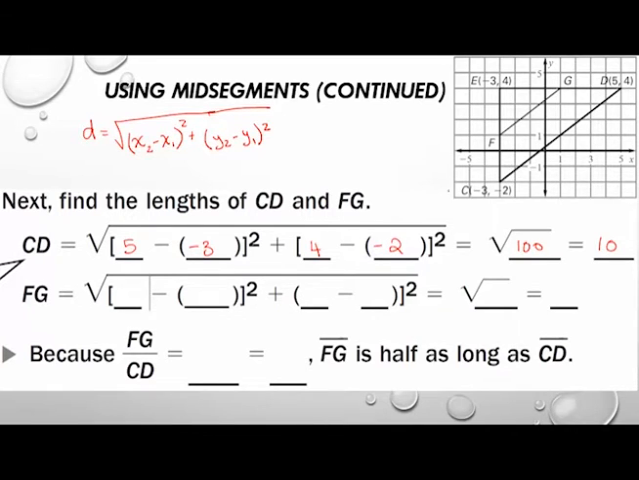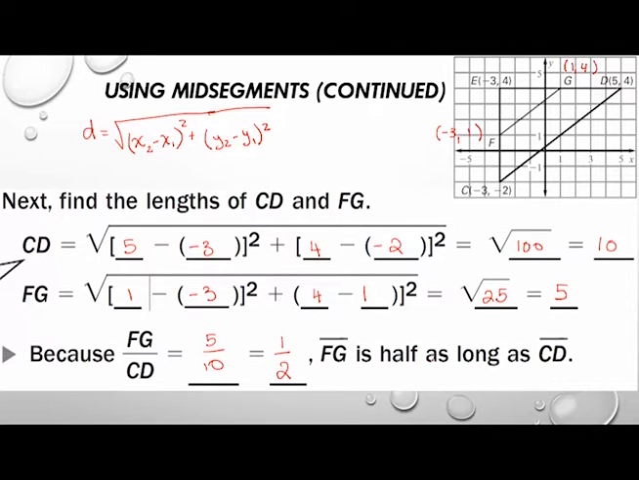Now finding FG, and let me rewrite this so it's -3, 1, and over here it is 1 and 4. So finding the lengths, we've got 1 minus a -3 squared plus 4 minus 1 squared. Simplify that, you get that this is the square root of 25, which is 5. So if I look at the ratio of the length FG to CD, this is going to be 5 over 10, which reduces to 1/2. So line segment FG is half as long as line segment CD.